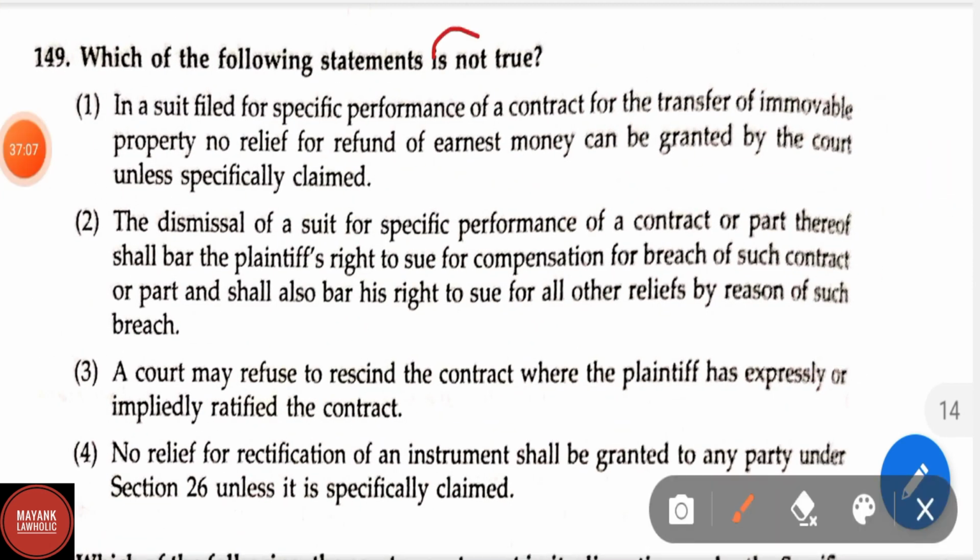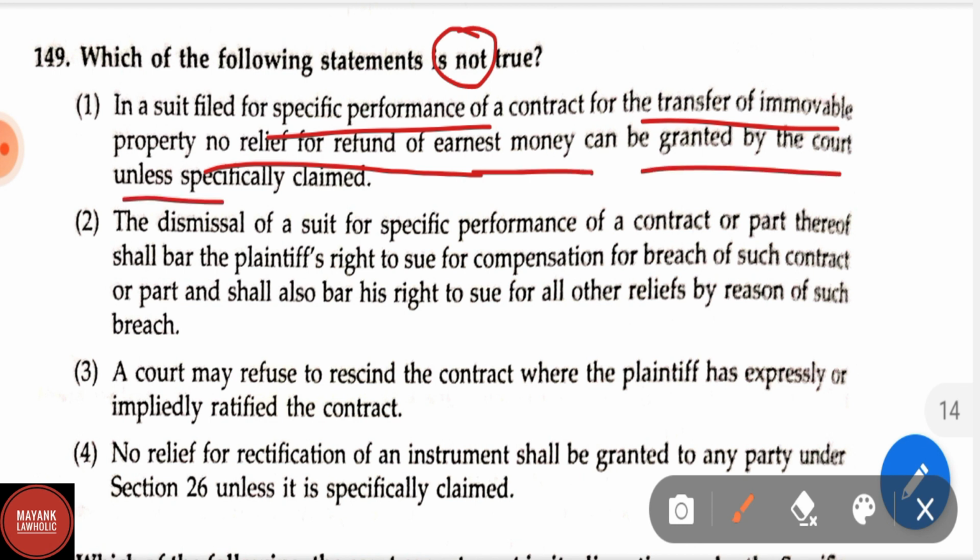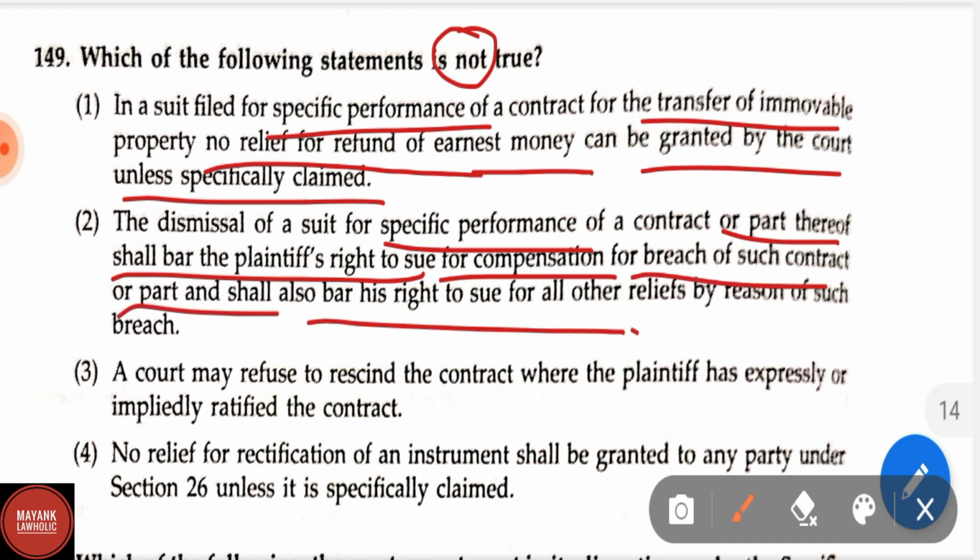Which of the following statements is not true? Here we have to find which is not true. The options are: option 1, in a suit filed for specific performance of a contract for the transfer of immovable property, no relief for refund of earnest money can be granted by the court unless specifically claimed. Option 2, the dismissal of a suit for specific performance of a contract or a part thereof shall bar the plaintiff's right to sue for compensation for breach of such contract or part, and shall also bar his right to sue for all other reliefs by reason of such breach.